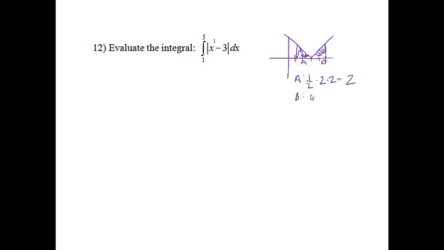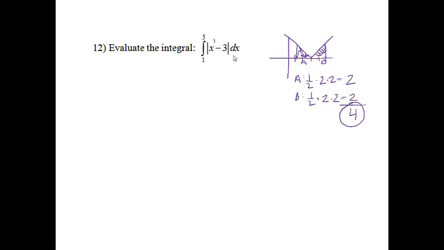Triangle B is again 1/2. The base is still 2, and the height occurs when x equals 5. If I plug 5 into this, I once again get 2. So the area of that triangle is also 2, and if I add those two together, I get 4. So that is one way to approach the problem.